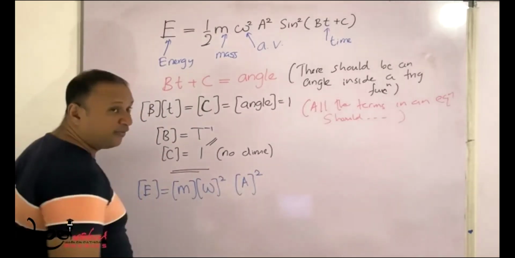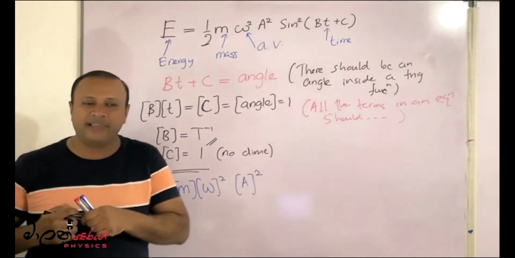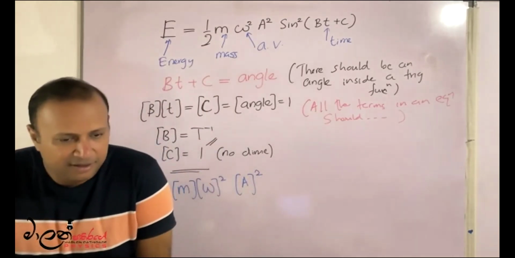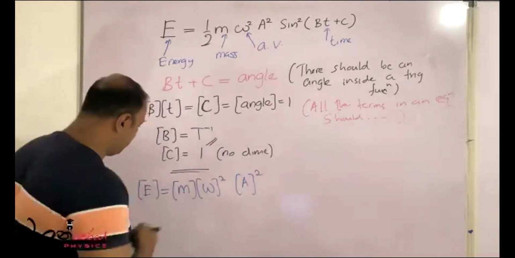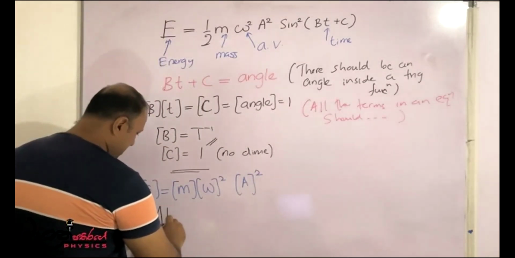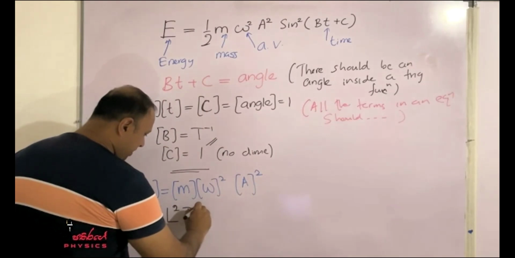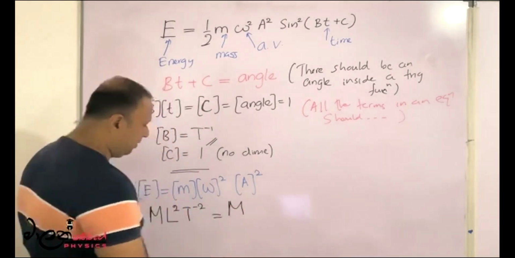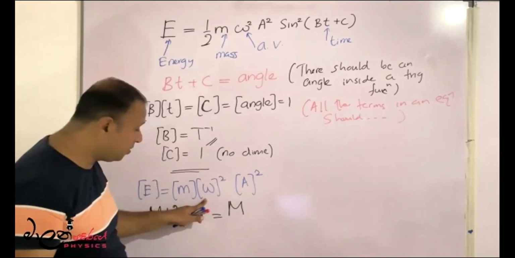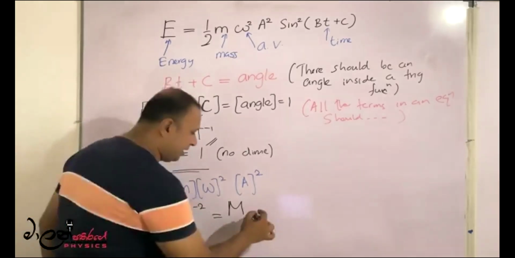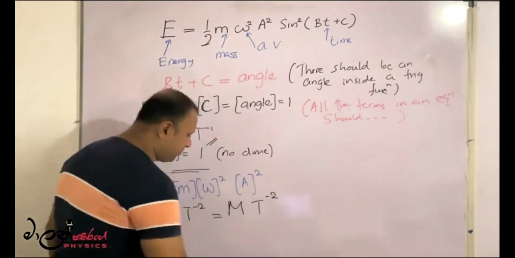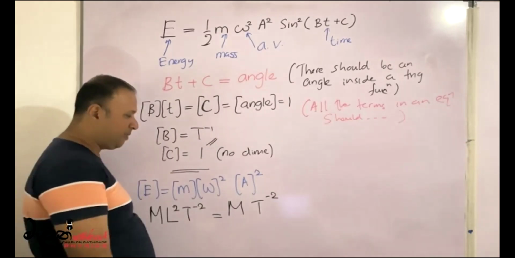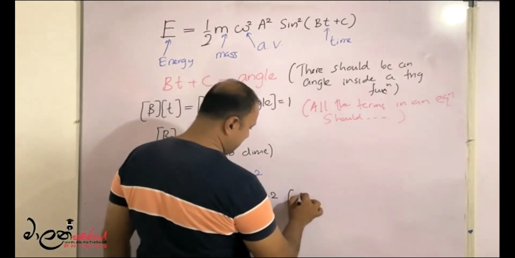So dimension of E. What is the dimension of energy? M L squared T minus 2. Very good. M L squared T minus 2 is equal to: dimension of m is M, dimension of omega is T minus 1, and T minus 1 to the power 2 is T minus 2. This is a squared.